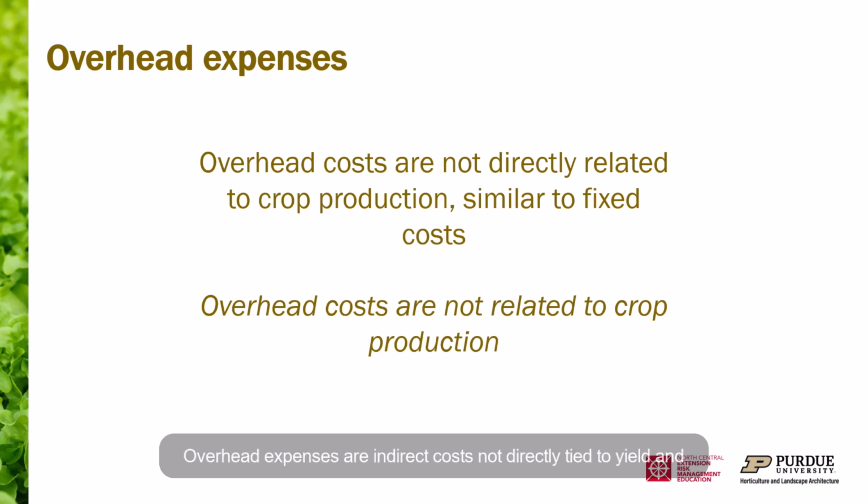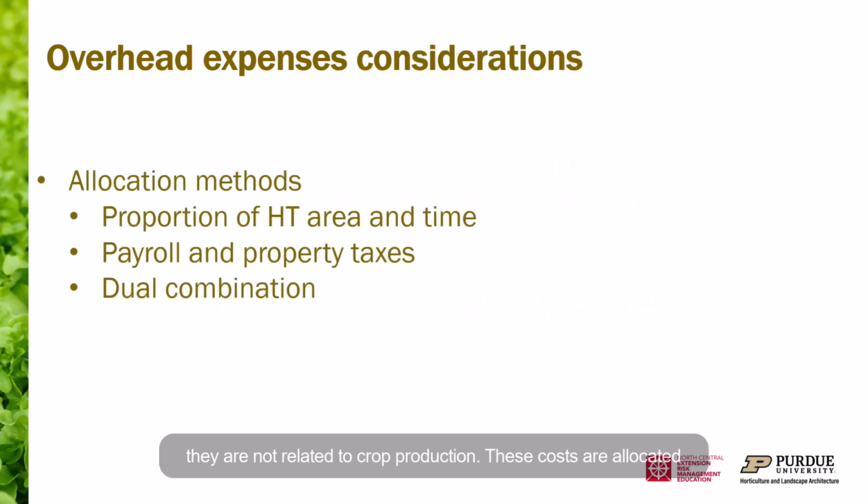Overhead expenses are indirect costs not directly tied to yield and are not related to crop production. These costs are allocated using two methods, one based on the proportion of area and time occupied by spinach, and another based on payroll and property taxes. Prorate this expense based on revenue contribution from spinach production rather than the area used. This dual approach provides a comprehensive understanding of overhead expenses, ensuring accurate financial planning and management.